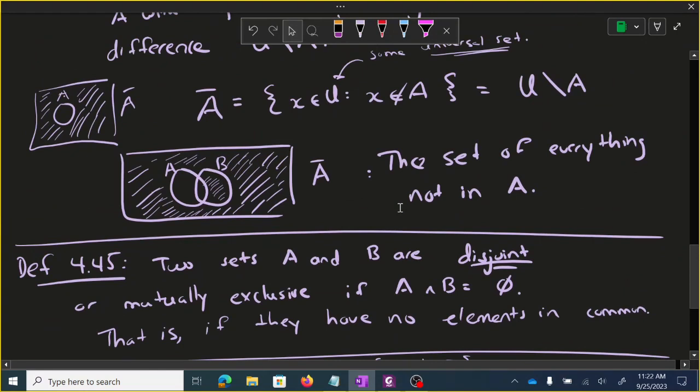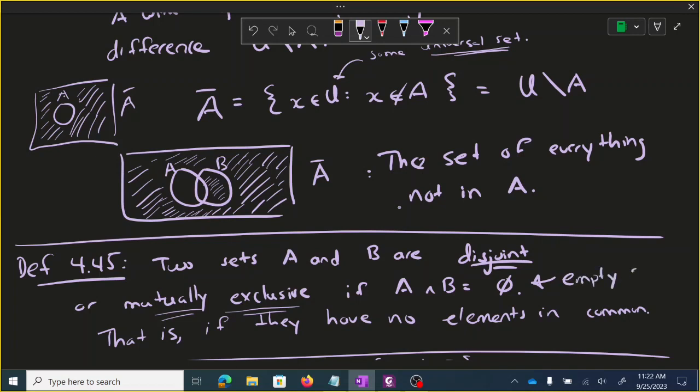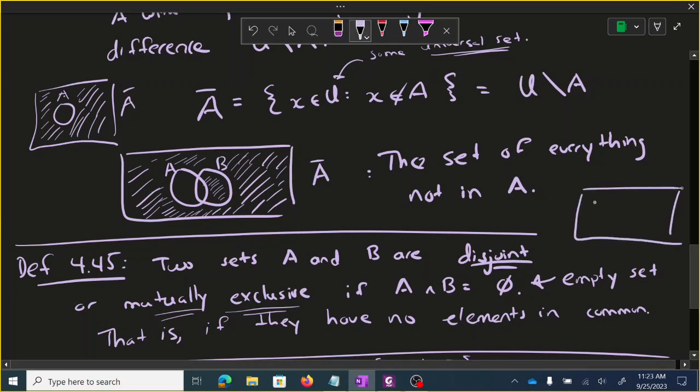And then we have the definition of disjoint. So two sets are disjoint or mutually exclusive. Those words can be used interchangeably, either disjoint or mutually exclusive, if A intersect B equals the empty set. So remember, this is the empty set. That is, if they have no elements in common. So the picture for disjoint is a little bit different than what we've been having so far. I'll give myself some space and draw it right here. So if we had disjoint sets, we don't have an intersection. Basically they're two separate sets out here, A and B, and notice they have no intersection.